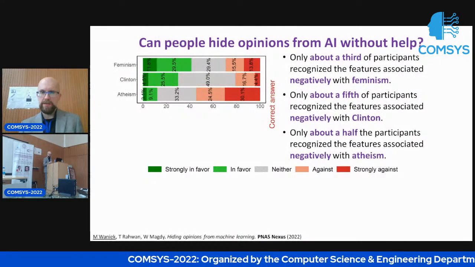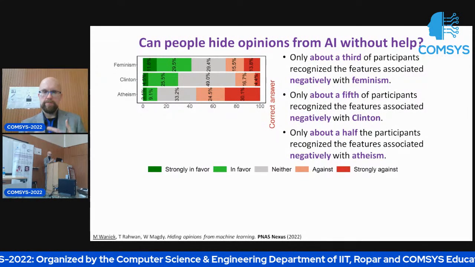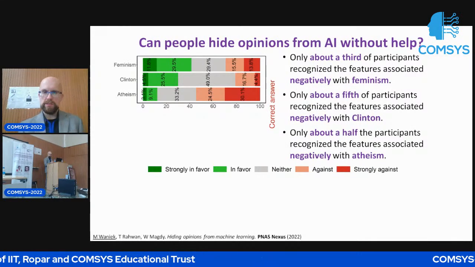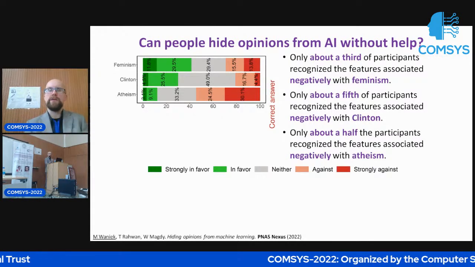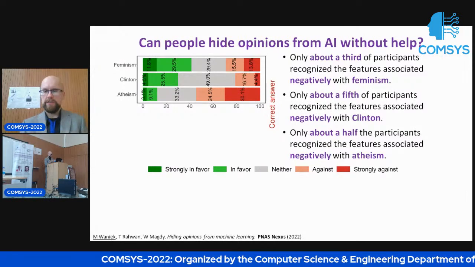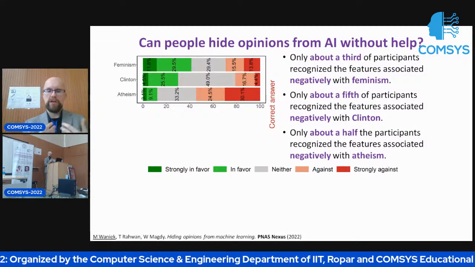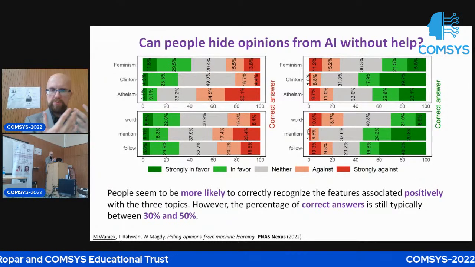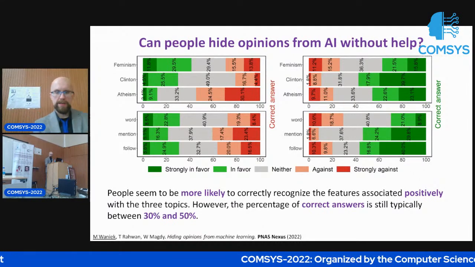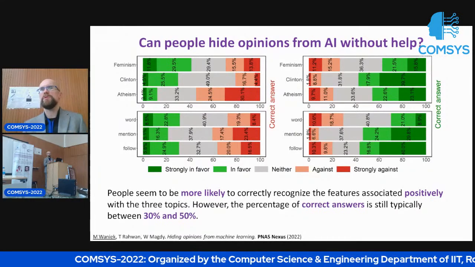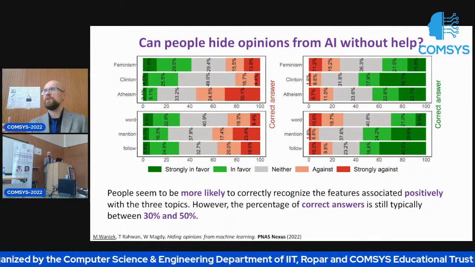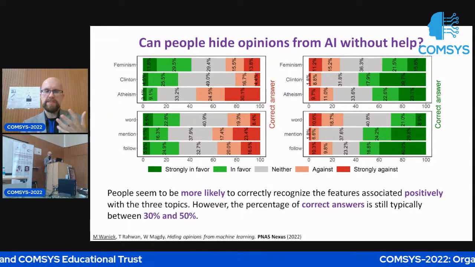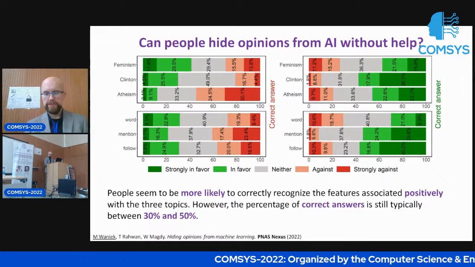If we take a look at aggregated results, for the features that were associated negatively per topic, only about a third of the participants recognized the features that were negatively associated with feminism. Again, the association is done by the algorithm, not by people. Only about one fifth of the participants correctly recognized features that were negatively associated with Hillary Clinton, and only about half of the participants recognized features which were negatively associated with atheism. For the features with positive associations, the results are slightly better. However, they are still typically between 30 and 50%. So most people are unable to correctly recognize whether a given word or a given Twitter account is meaningful to an algorithm, and what stance it's connected to. What type of stance will a machine learning algorithm infer from using this word or from following this account?